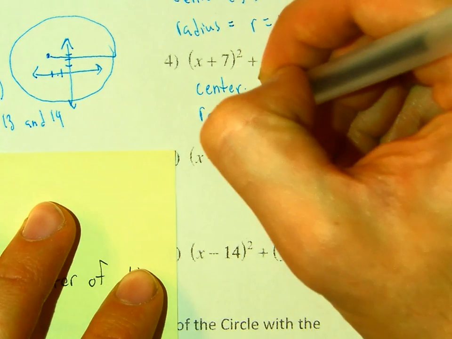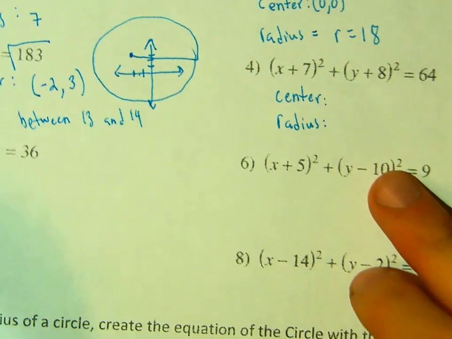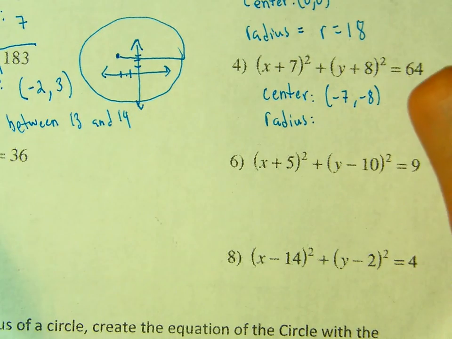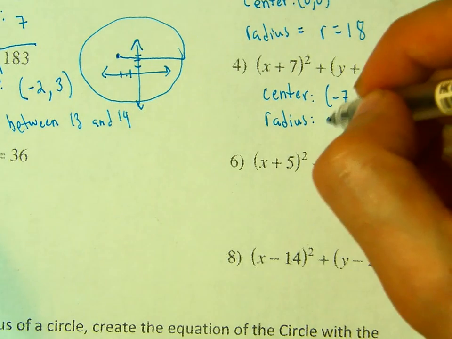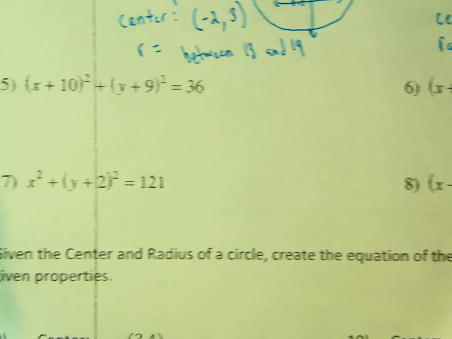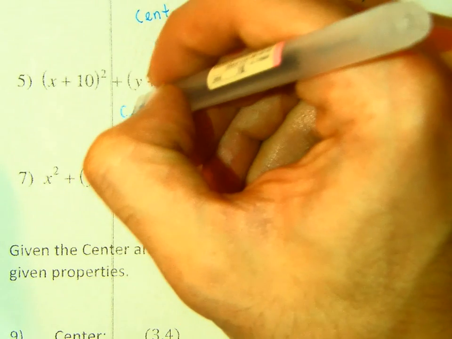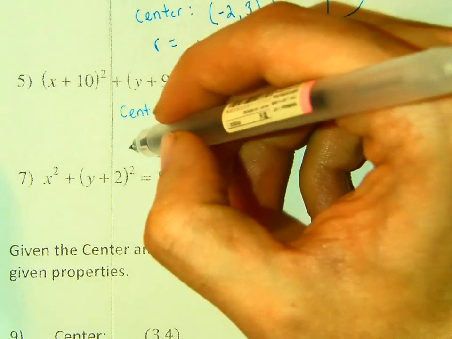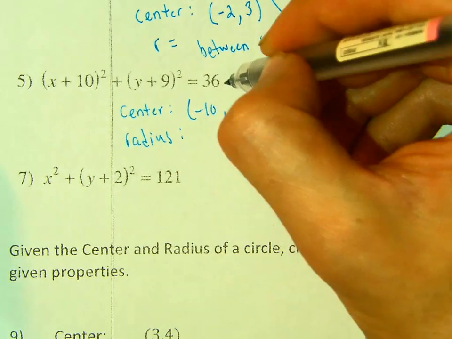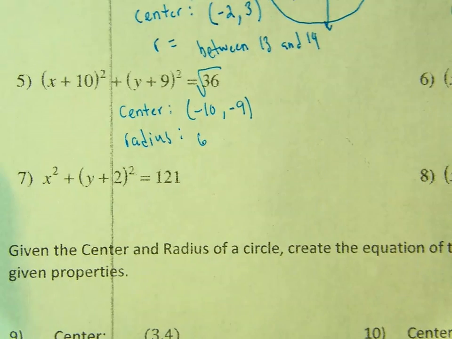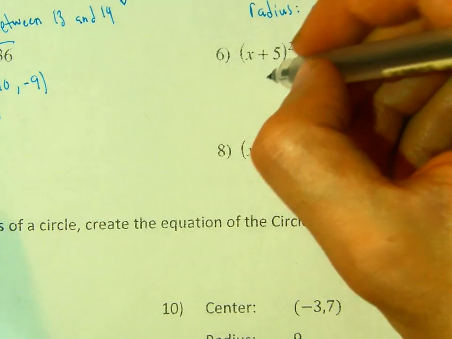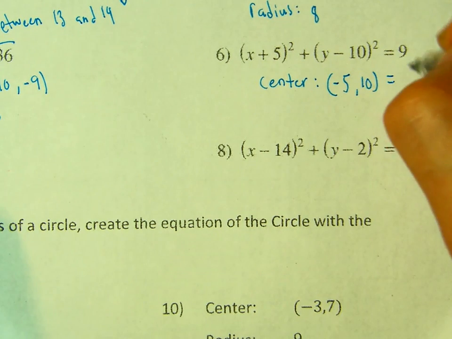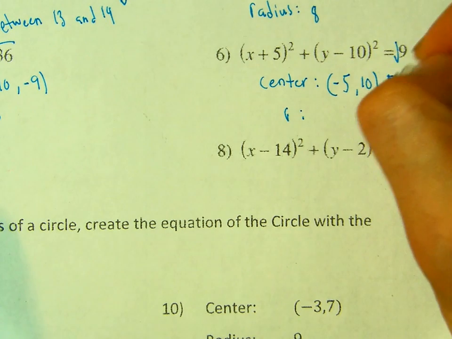What I want you to do is just try and do them on your own. Here, what's your center? It should be negative 7, negative 8, and your radius is the square root of 64, which is 8. What about the next one? Here, your center is negative 10, negative 9, and your radius is the square root of 36, which is 6. What about here? Your center is negative 5, 10, and the radius, your r value, should be 3.